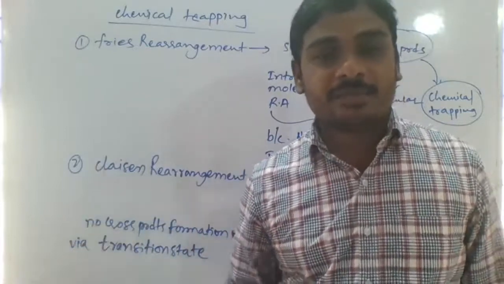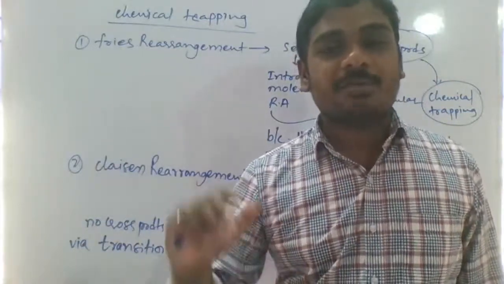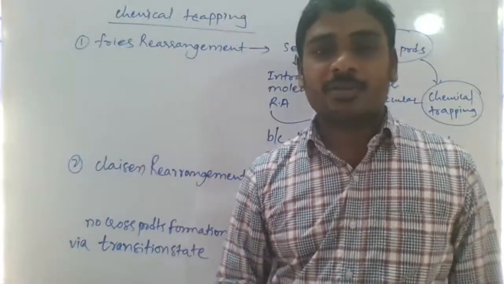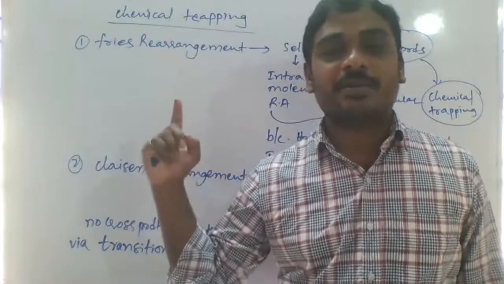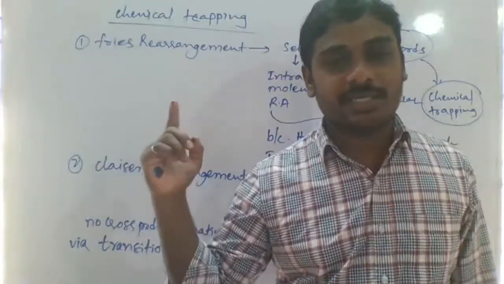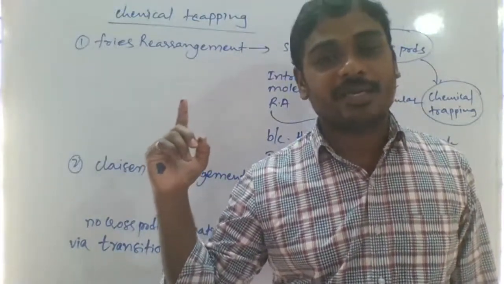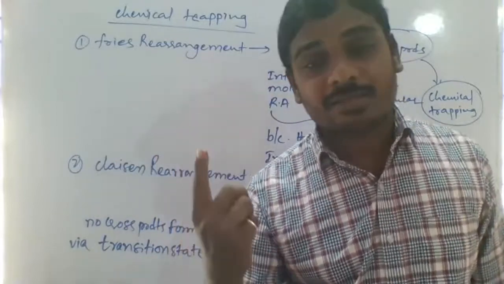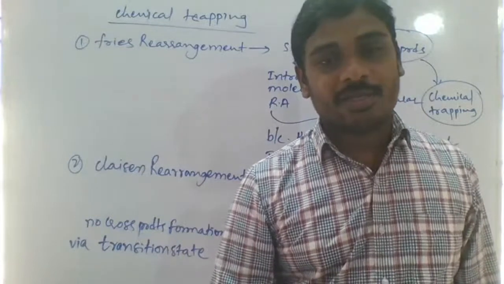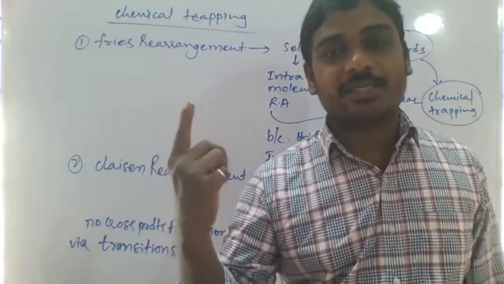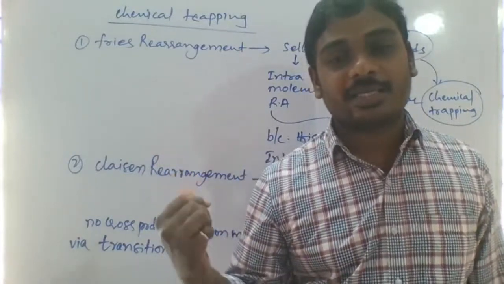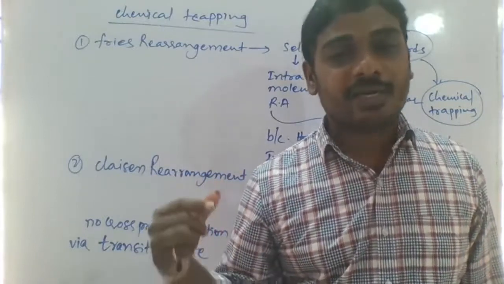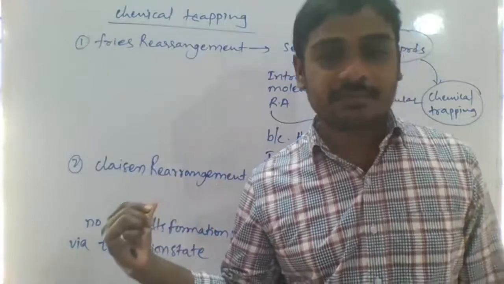So in Claisen rearrangement, no chemical trapping takes place. But in the case of Fries rearrangement, chemical trapping takes place. Chemical trapping means the intermediate can be identified easily. The intermediate is involved in the chemical reaction. So identification of the intermediate is possible in the cross products formation reaction, that is, the Fries rearrangement. But in the case of Claisen rearrangement, there is no intermediate formation. It proceeds through a transition state. Therefore, trapping of the intermediate is difficult.